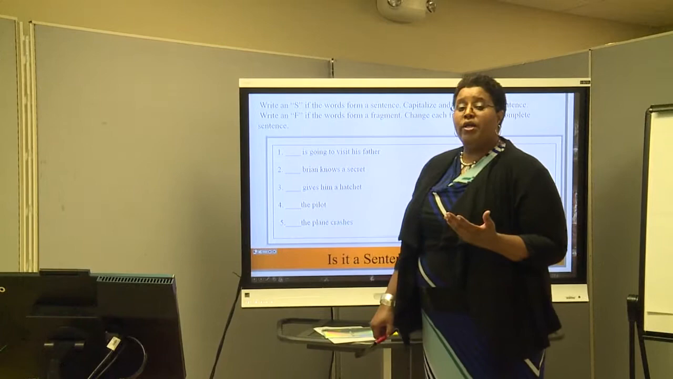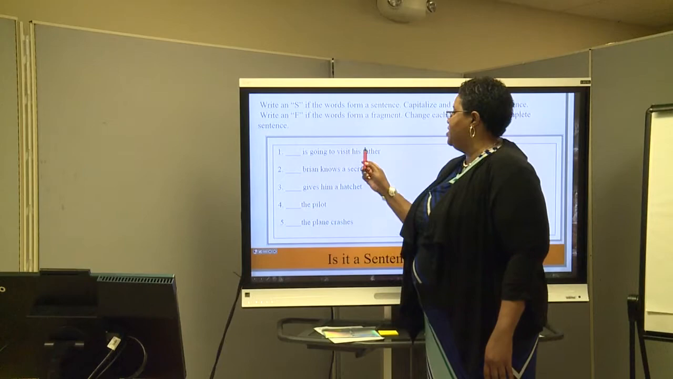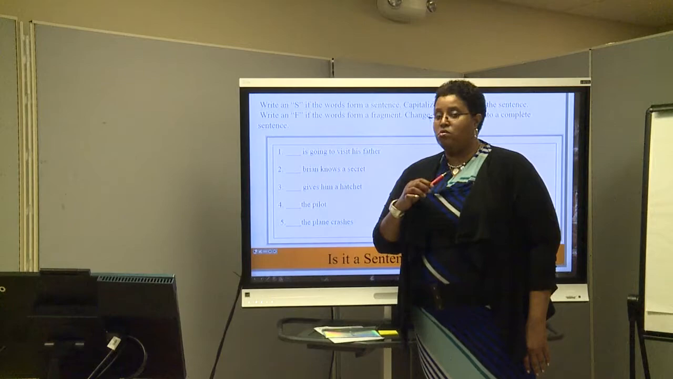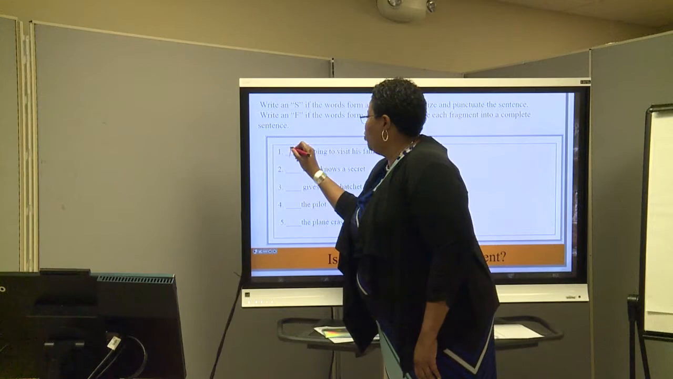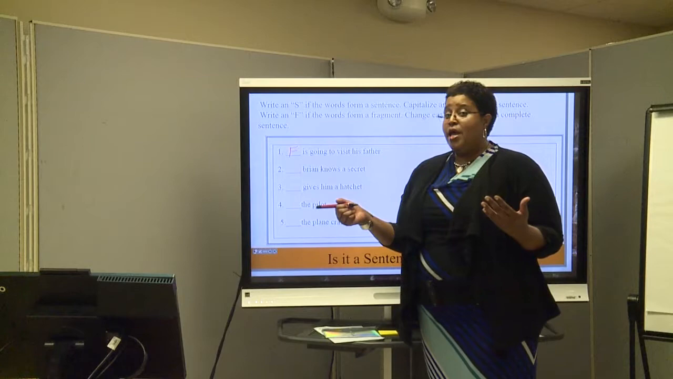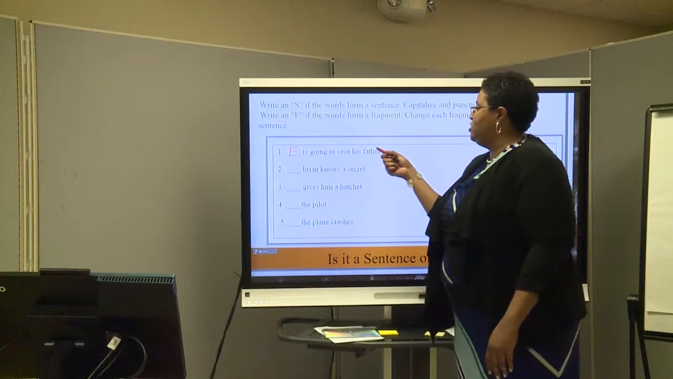Number one says, this is where we're going to write S or F. It says, is going to visit his father. Is that a complete sentence or a fragment? Right, it is a fragment. Who is going to visit his father? It doesn't tell us, but we know from our story who is going to visit his father. Brian. So how will we change this fragment to a complete sentence? Let's write it over here.